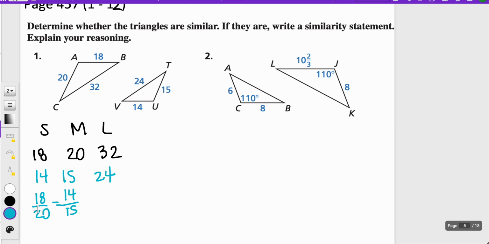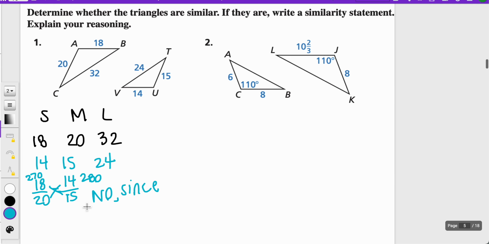And if I cross multiply here, I'm going to do 18 times 15. I get 270. But for 20 times 14, I get 280. So right away, I'm going to have to say no, since your corresponding sides aren't proportional. Okay?